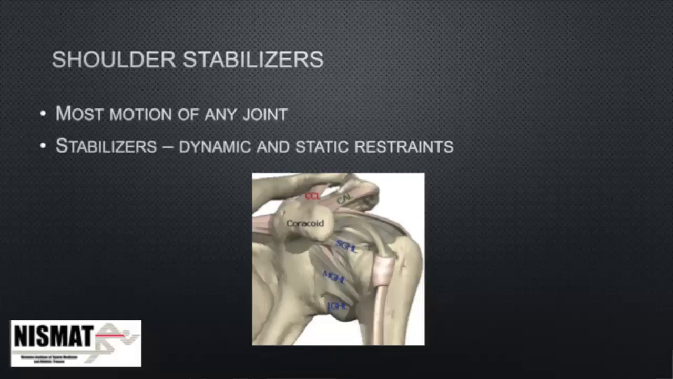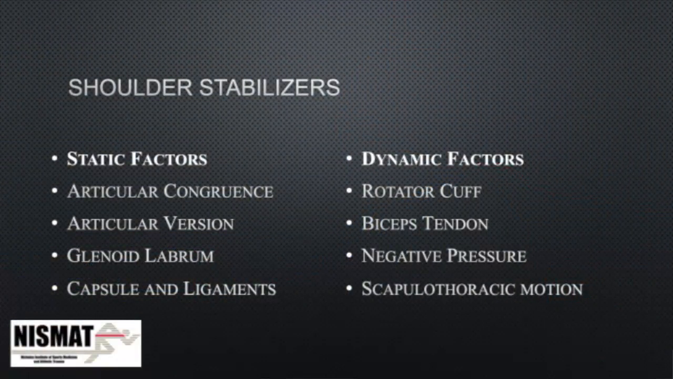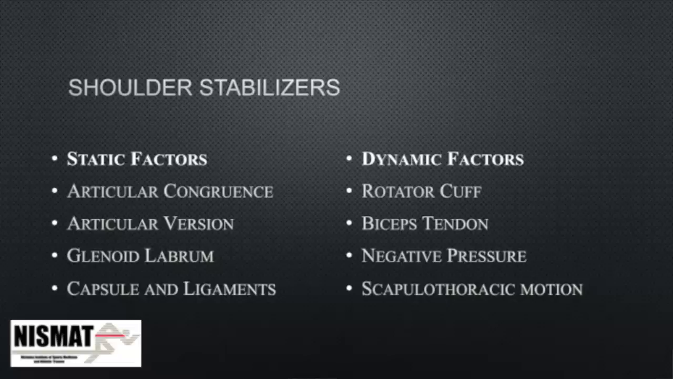I tell patients all the time, when you tear your labrum, you've now damaged your static stabilizers. We can actually fix that, or we can stabilize it by improving your dynamic stabilizers. And that's what we're trying to do when we conservatively manage these shoulder instability patients. So we begin to think of the shoulder in different ways. The static factors: articular congruence, articular version, the glenoid labrum and capsule ligaments, versus the dynamic factors: the rotator cuff, the biceps tendon, negative intra-articular pressure, and scapulothoracic motion.